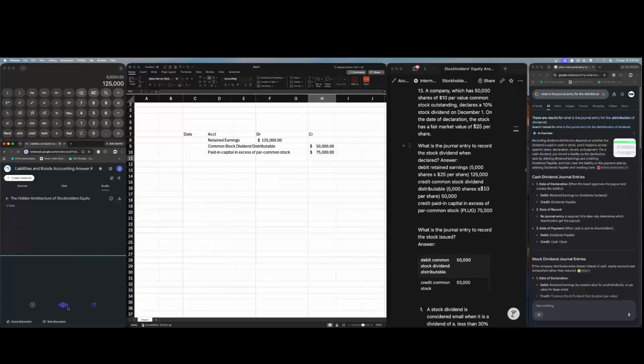So you're saying dividend payable would be a liability, but common stock dividend distributable is equity? Bingo, you've got it exactly right. It is a huge distinction. So then on the date of distribution, what would the journal entry look like?